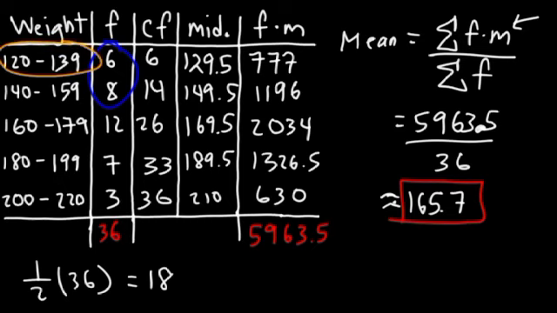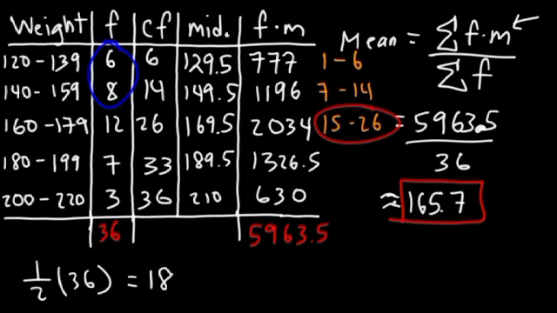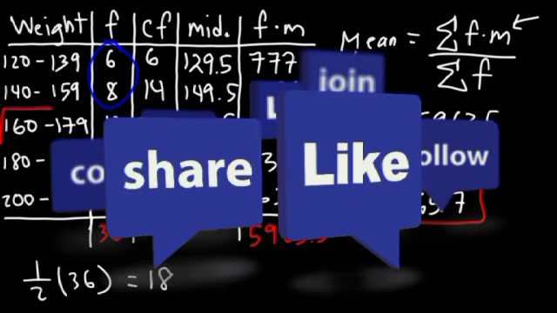Now this interval is for the first 6 students. So if we were to write a range, it would be from 0 to 6, or technically from 1 to 6. Now the next interval covers a range of 7 to 14. You start with the next number and you stop here. Now, the interval from 160 to 179 starts from 15 and it ends in 26. So 18 is in this interval, which means that the median is also located in this interval as well.